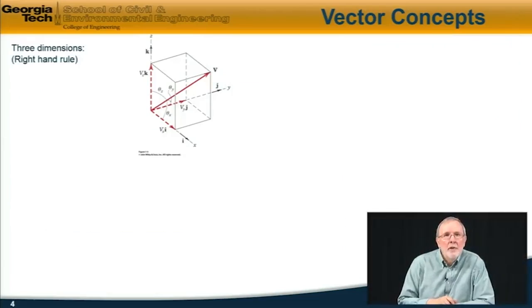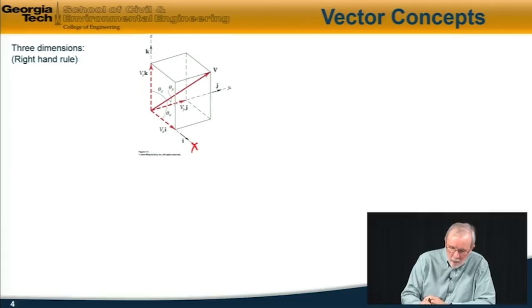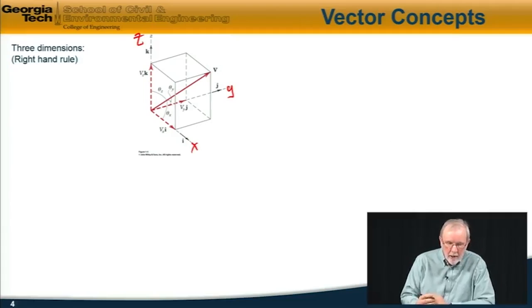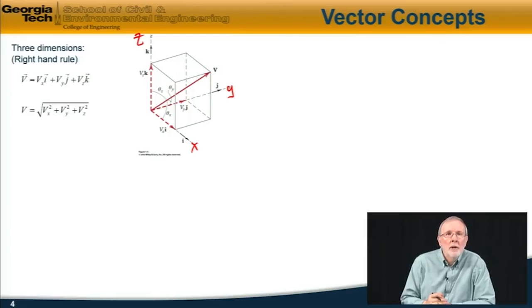The generalization of this in 3 dimensions is shown here, where we have x, y, and z coordinates as defined by the right-hand rule. In this case, the generalization of the expression for the vector is vx times i, plus vy times j, plus vz times k, where k is the unit vector in the z direction. And the magnitude of the vector is, as shown there, the square root of the sum of the squares of the individual components.